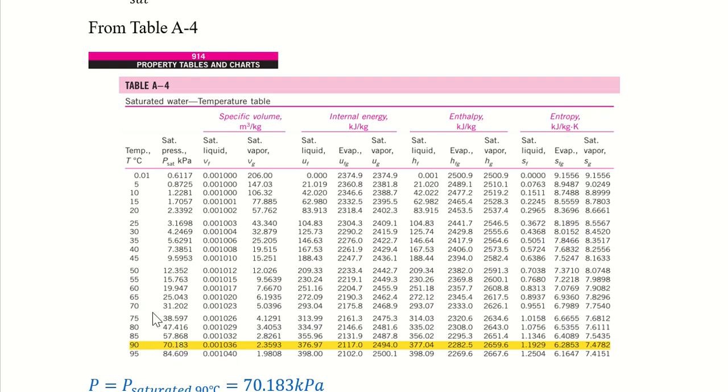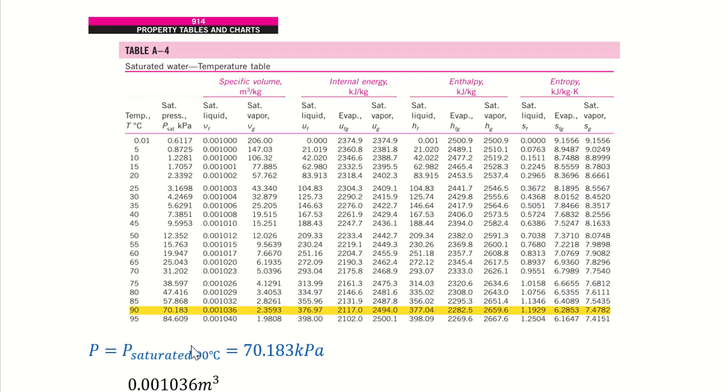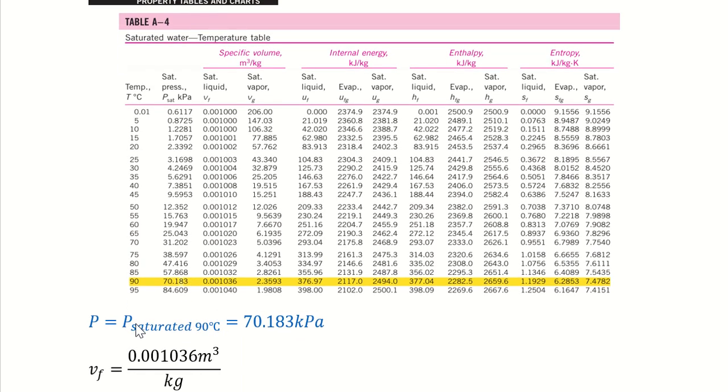And at 90, we see the saturation pressure at 90 is 70.183 kilopascals. So you have P is equal to saturation pressure at 90 degrees Celsius, which is equal to 70.183 kilopascals. And that's your first answer. You've passed the first part of the question, and it's something that's very good for you to know.